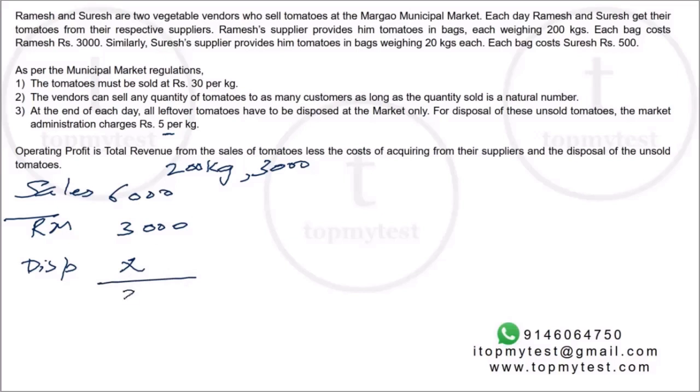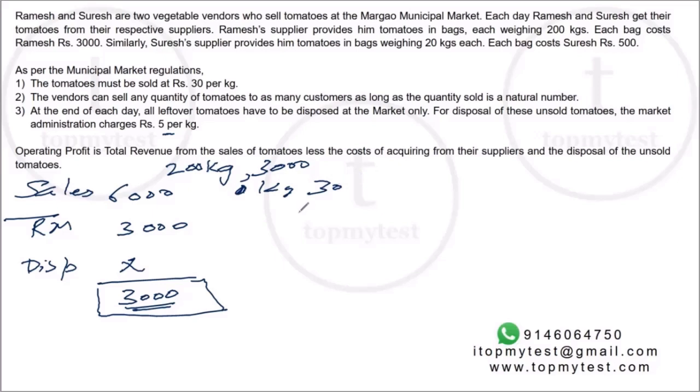So balance will be 3,000. Right. So for each bag, if he sells it completely, his total profit will be 3,000 rupees. Right. Now what happens if he sells only one? If he sells only 1 kilogram of tomatoes, right?